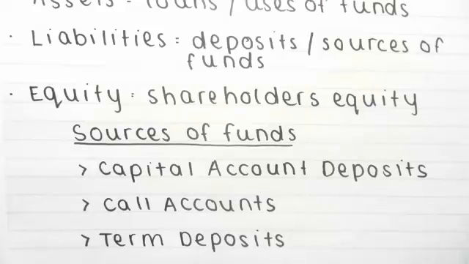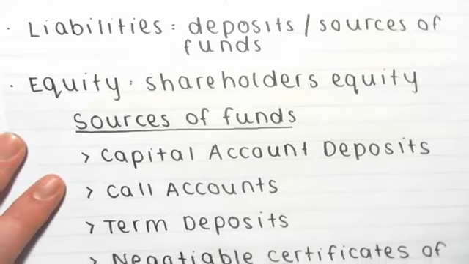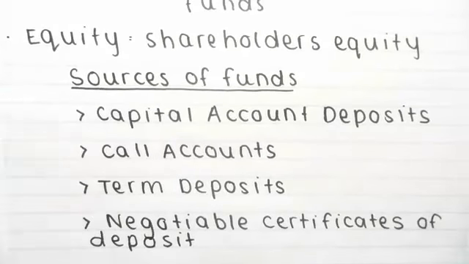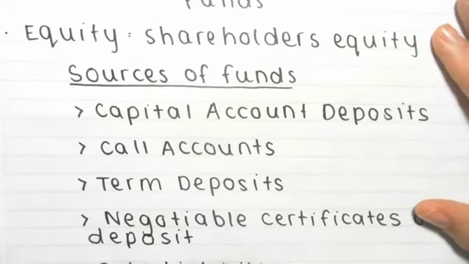There's also what we call negotiable certificates of deposit, which are simply short-term money market securities, which are basically discounted. There's no interest in negotiable certificates of deposit or CDs, so they're basically discounted to reflect the fact that there's no interest. They're just going to be discounted due to the time value of money.